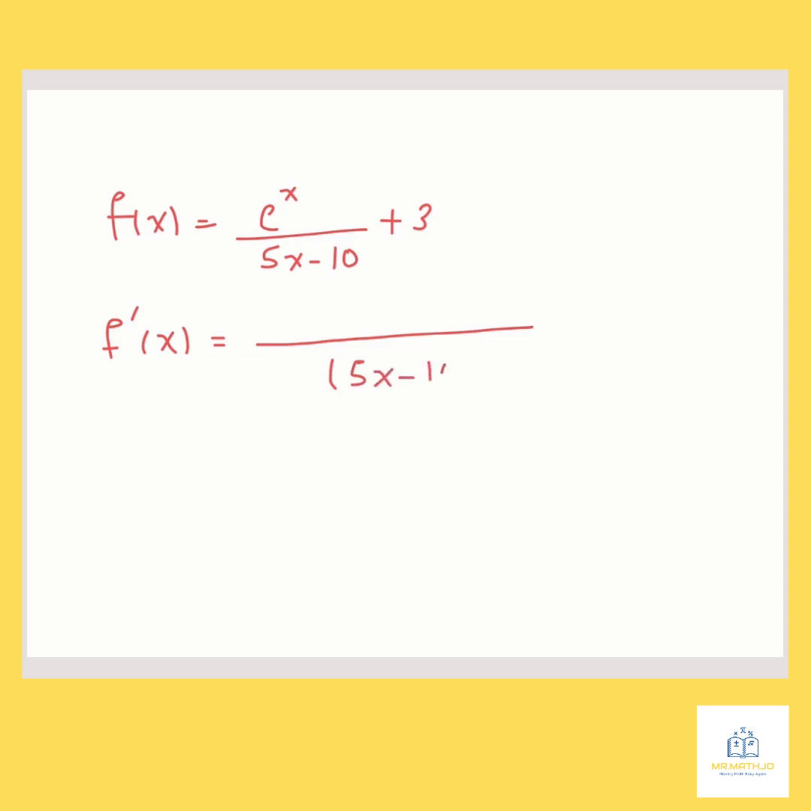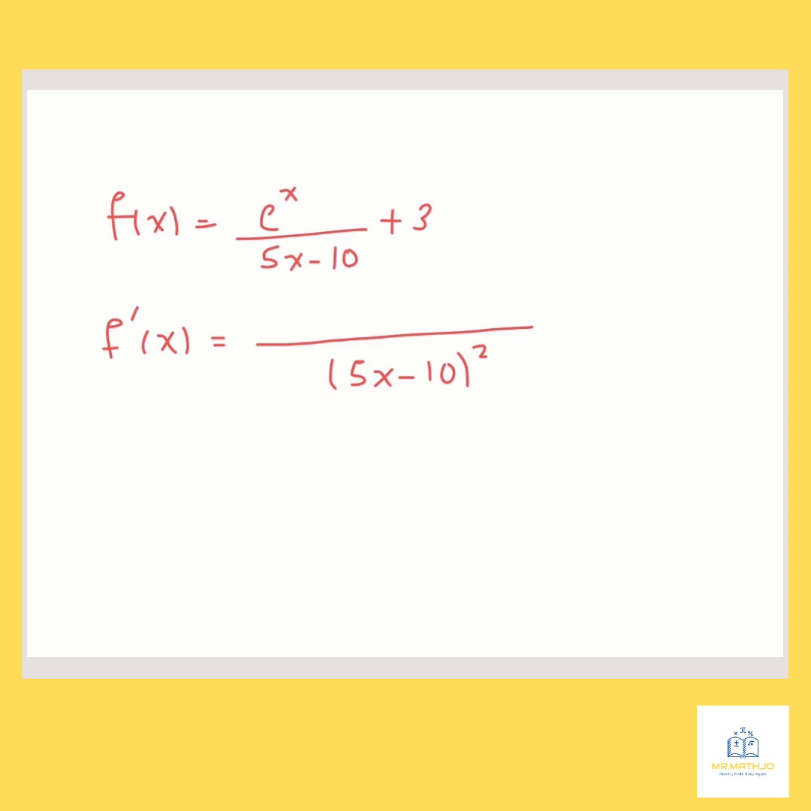Okay, so now let's rewrite our function again. So f of x equals e to the power of x over 5x minus 10 plus 3. So let's find the derivative of f of x. So f prime of x equals 2. So first we have to square the denominator, 5x minus 10 squared. So again, my function f of x is made of the fraction e to the power of x over 5x minus 10 and the constant, which is 3.